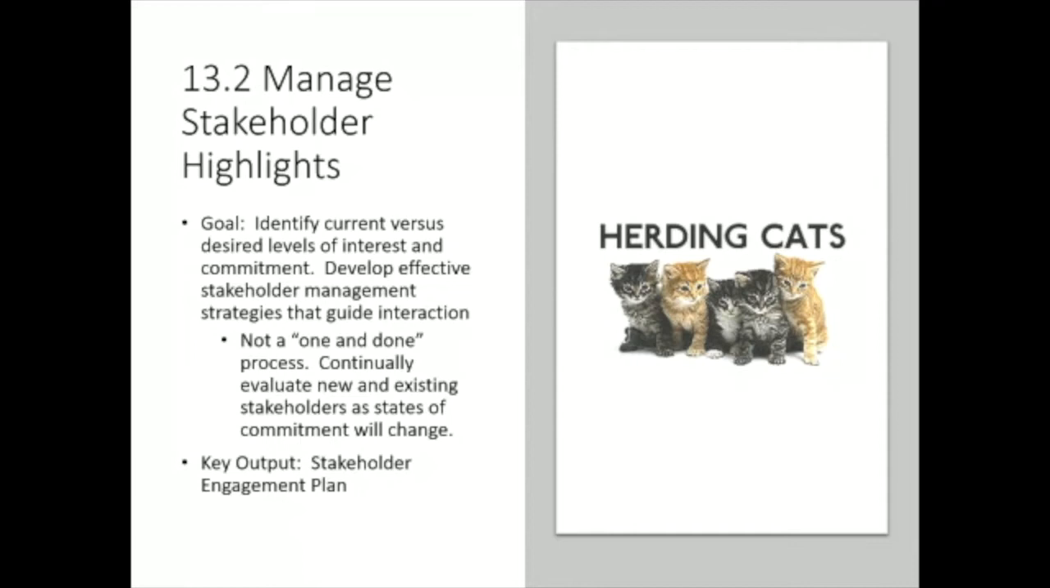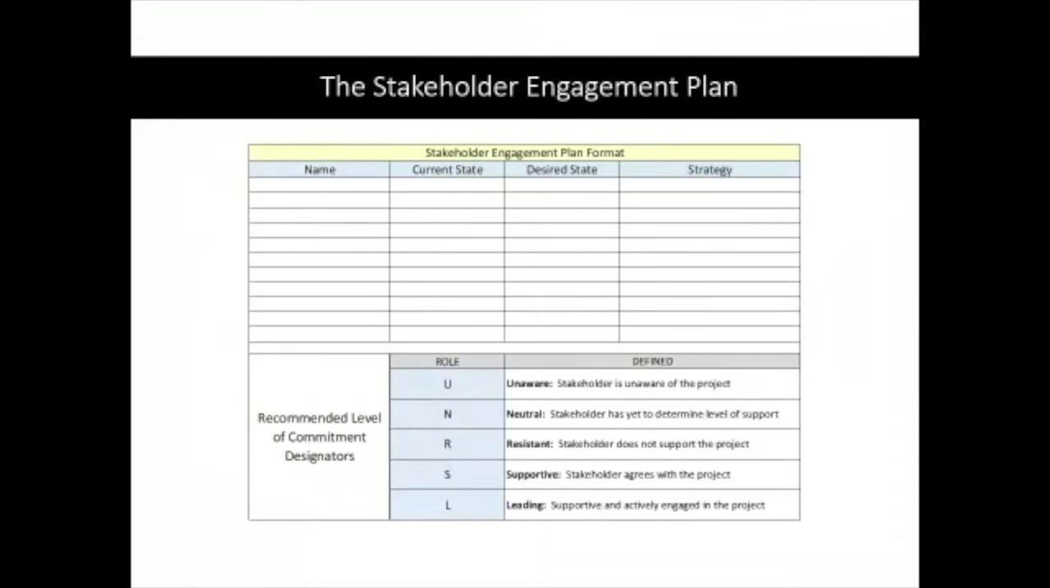The key output recommended by PMI is the stakeholder engagement plan. And this is what the stakeholder engagement plan can look like. And for those of you who are going for certification, you'll notice that we have 5 different roles. Definitely memorize these and be aware of them because they're going to show up on the certification test. The stakeholder engagement plan, again, used to be the stakeholder management plan in the 5th edition of the PMBOK. Very simple. You put down the name of the individual, their current state using the commitment designators, where you want them to go, and a strategy.